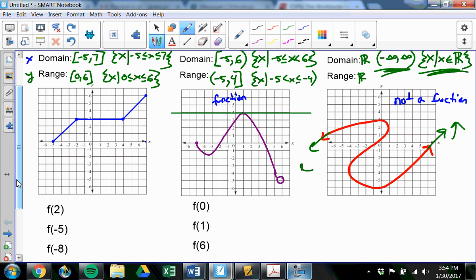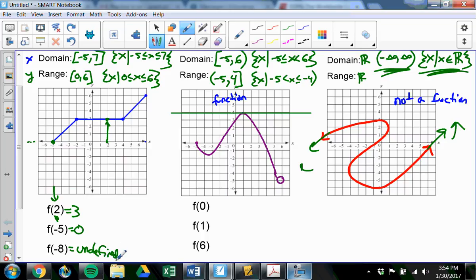We can also find inputs and outputs from a graph. This is saying the x value is 2. I'm going to do f of 2. If I plug in a 2 for x, what do I get out for y? I get out a 3, so f of 2 is 3. Okay, this is the input. The input is 2. I go to 2 on the x-axis and see what I get out on the y-axis. So like for f of -5, well, -5 is here. The x value is -5. The y value is 0. That's -5, 0. f of -8 doesn't appear anywhere, so that's undefined.